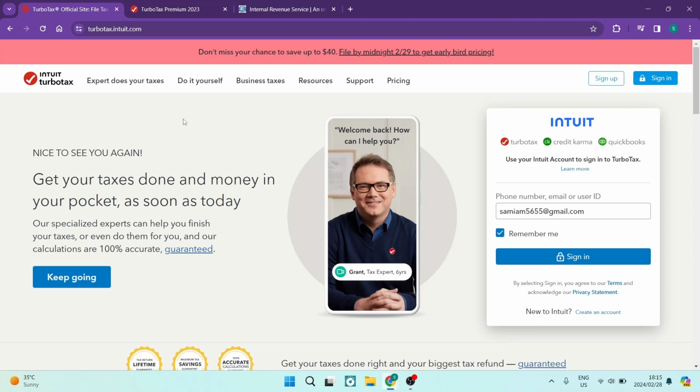Ladies and gentlemen, can I deduct mortgage interest? Yes, there are some requirements. We're going to have a look at it now. So we're on TurboTax, and TurboTax is great software for filing all your taxes. And I'm going to just discuss the mortgage interest.